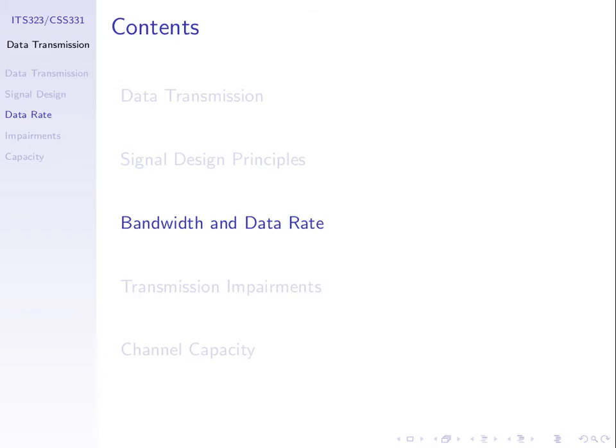Why do we care about bandwidth? What's the relationship with data rate? How do errors come into play? And a few other concepts.